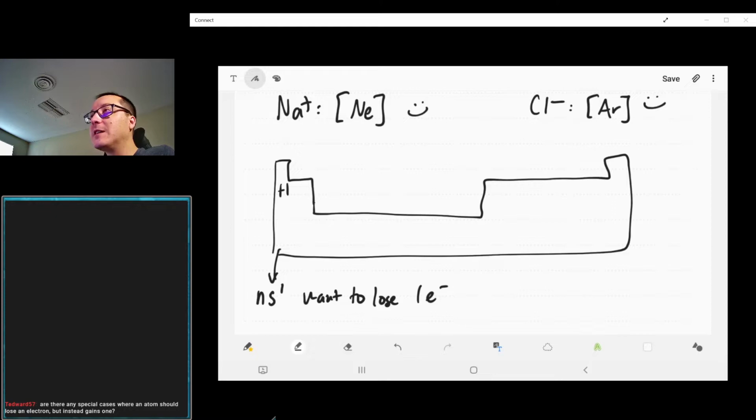Sometimes we're going to see that carbon, for example, can go either way. Let's just go ahead and take a look at the rest of these first, and then we'll take a look at that. So we're going to see everything in the second column is going to form 2+ ions.